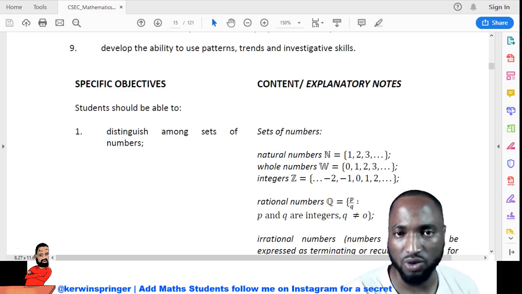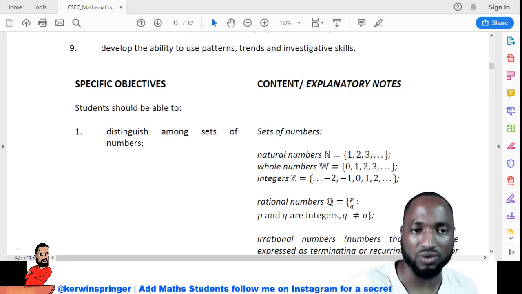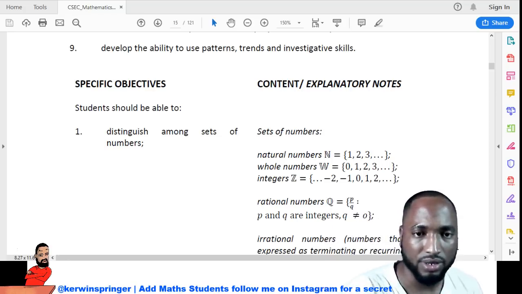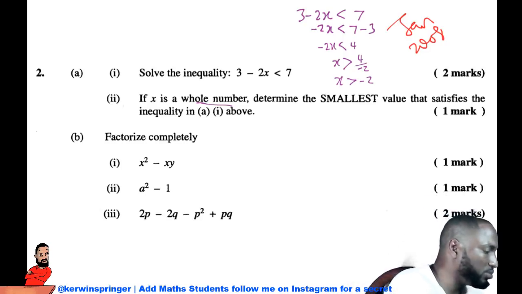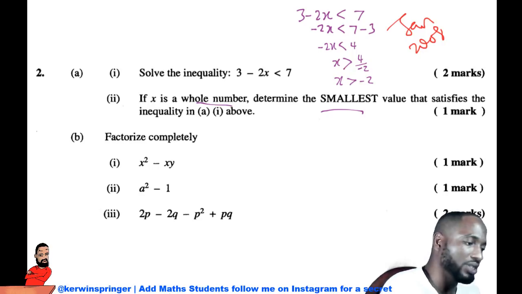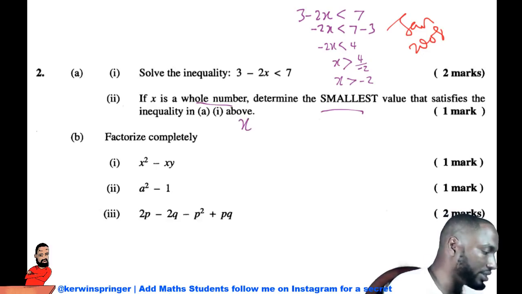Whole numbers are 0, 1, 2, 3. So the whole number starts at 0 and then goes on, right? So if they're asking, if x is a whole number, determine the smallest value that satisfies, it has to be 0. So all those who say it needs 0, well done. Has to be 0. X is equal to 0. That's the smallest value that satisfies, because if it's a whole number, it starts at 0 and it's going up.